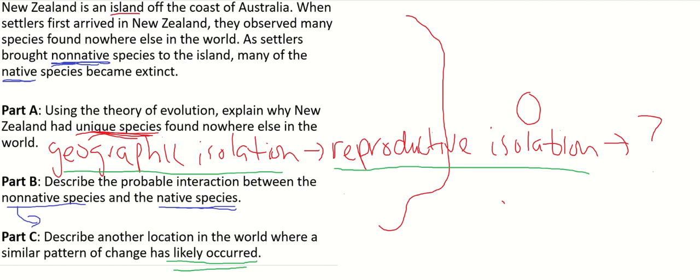Okay, and then you can also throw this in as well. Because there are a lot of tourists there, you can say people bring in non-native species that also compete with the native species. You don't have to know a specific example, but just mention another island, in this case, like New Zealand, and you'll be good.